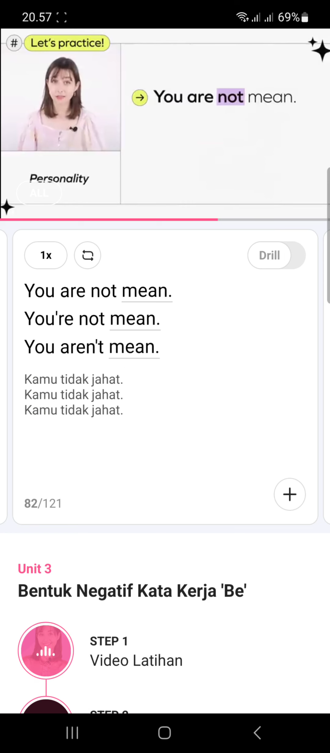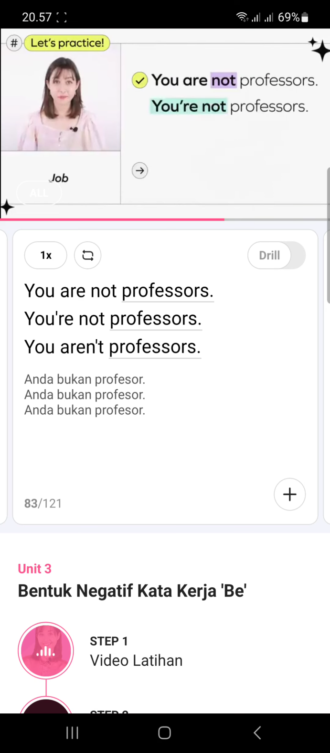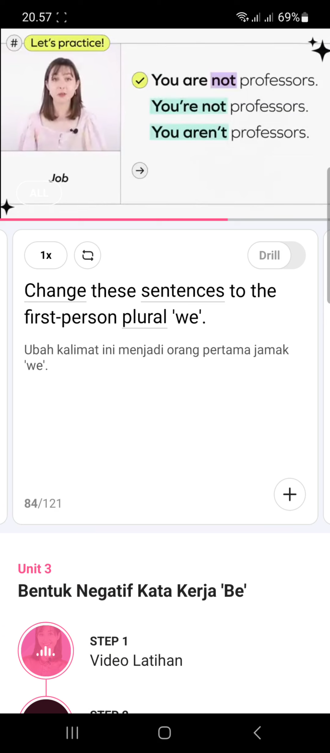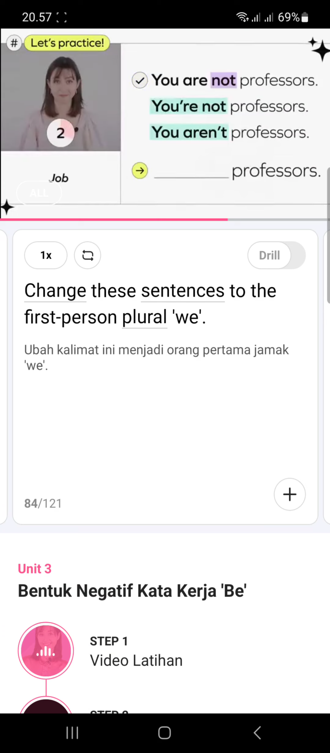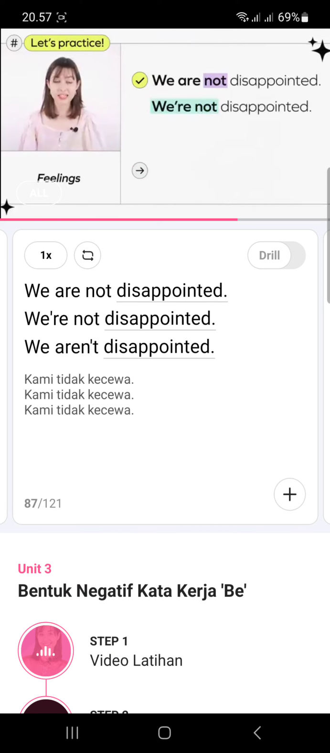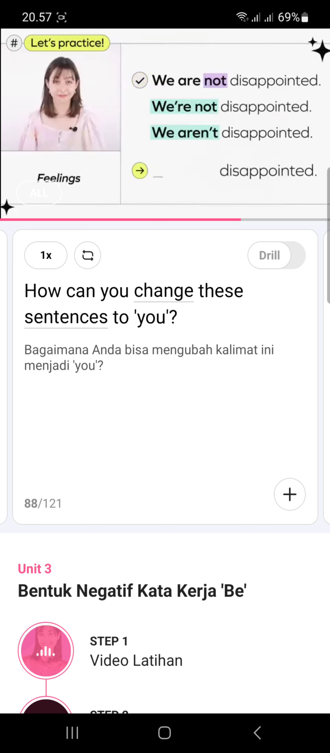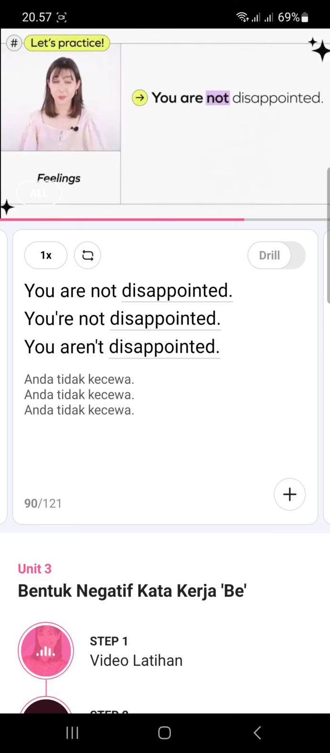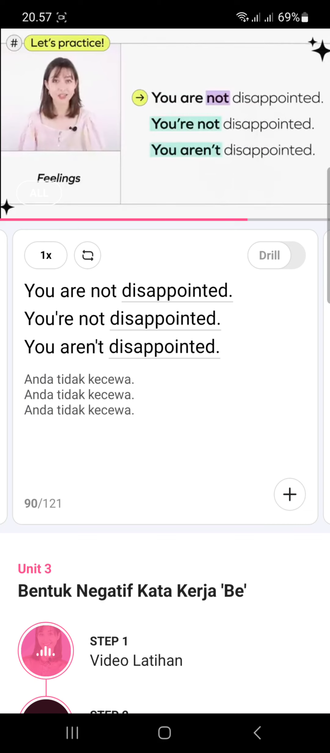Good. You are not mean. You're not mean. You aren't mean. You are not professors. You're not professors. You aren't professors. Change these sentences to the first person plural, we. Perfect. We are not professors. We're not professors. We aren't professors. We are not disappointed. We're not disappointed. We aren't disappointed. How can you change these sentences to you? Nice. You are not disappointed. You're not disappointed. You aren't disappointed.